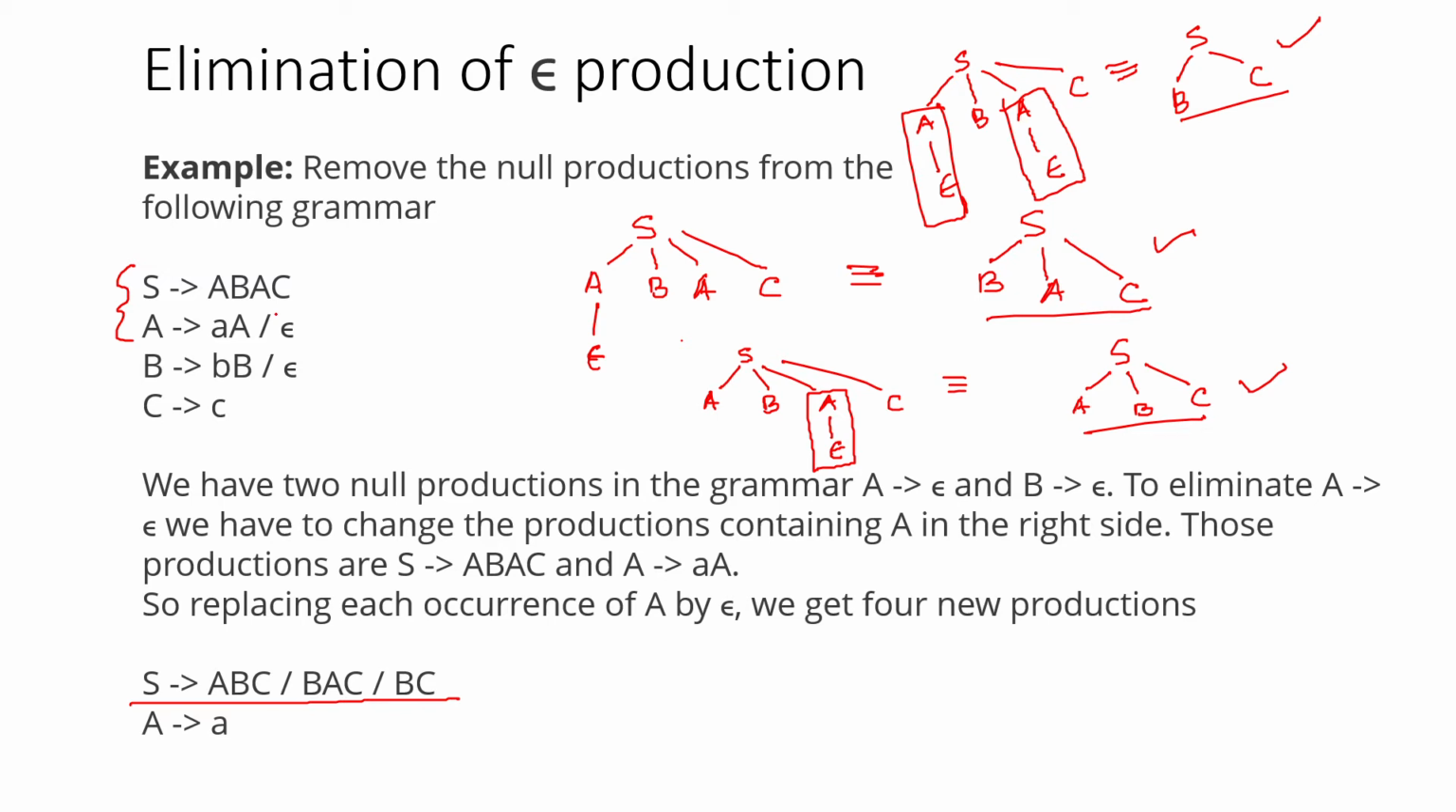Up till now we have discussed only the first production rule, and we have seen that there are different possibilities of having null in it. I can have null in the first A, maybe in the second A, maybe in both A's. That means you have to consider all the possibilities, and depending on that you make a choice. Either you can go from S to ABC, or maybe BAC, or maybe BC, right?